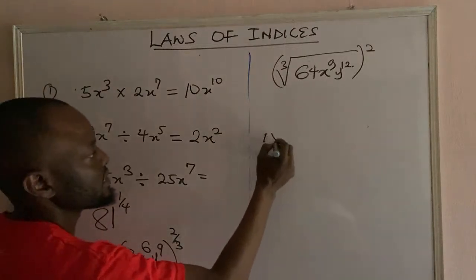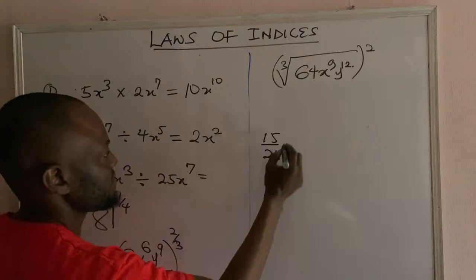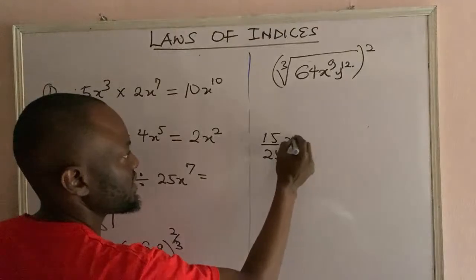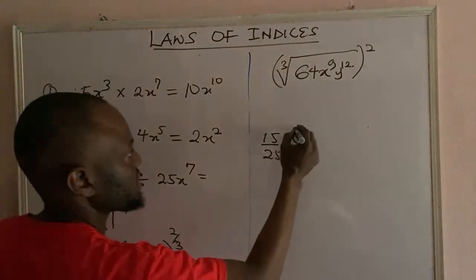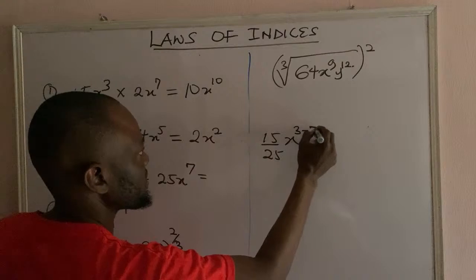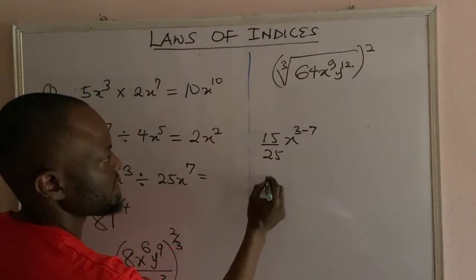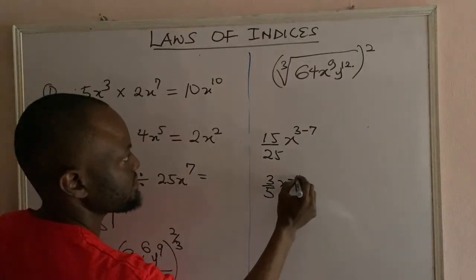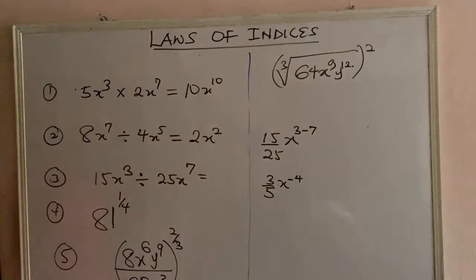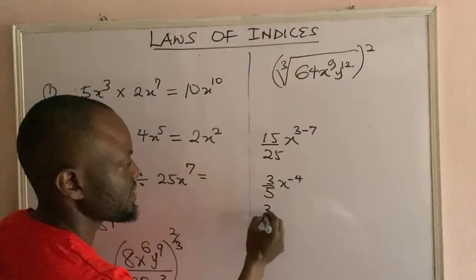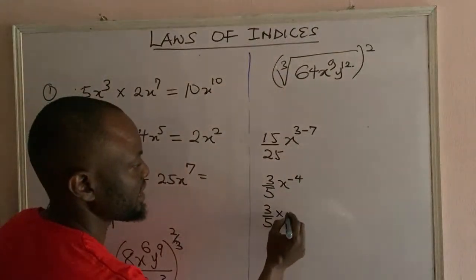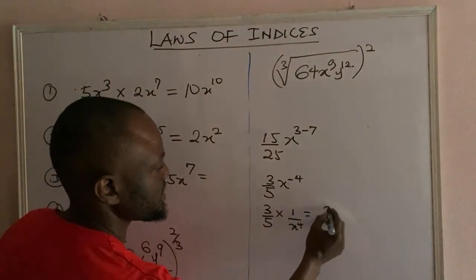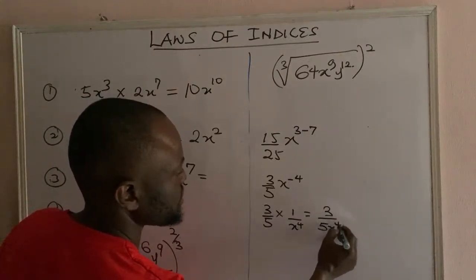If you do 15 over 25, that will give you 3 over 5. So 15 over 25, you take one of these, x to the 3 minus 7. So this will give me 3 over 5, x to the negative 4. So what are you going to do? This is negative power. So this means 3/5 multiplied by, this becomes 1 over x to the 4. So this is 3 over 5x to the 4.